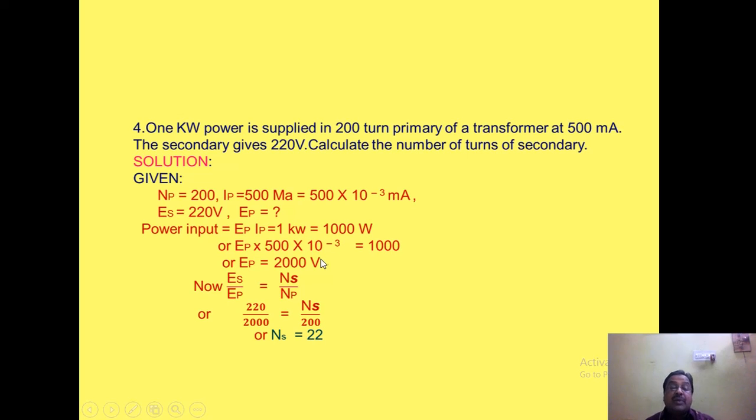And now as per the principle of transformer, ES by EP equals NS by NP, the transformer ratio. Substitute for ES, that is given here, 220, EP which is calculated, NP that is given here: 220 by 2000 equals NS by 200. So after calculation, the number of turns of secondary will be 22.